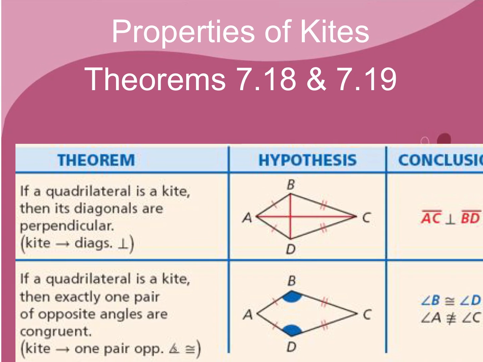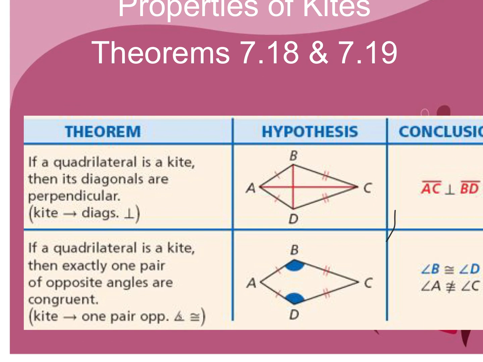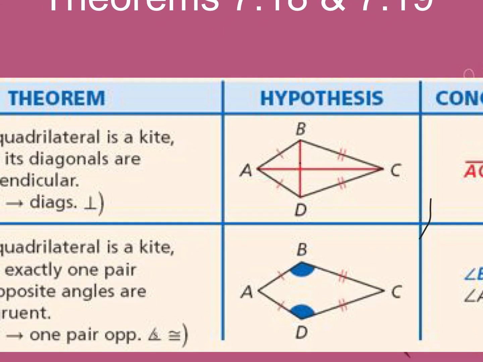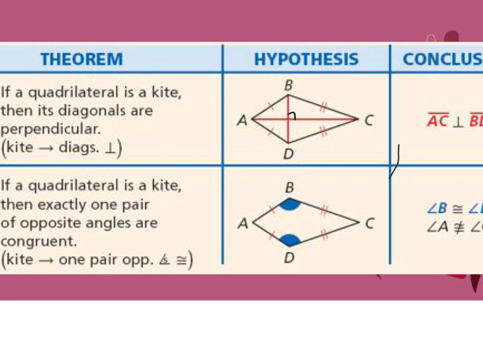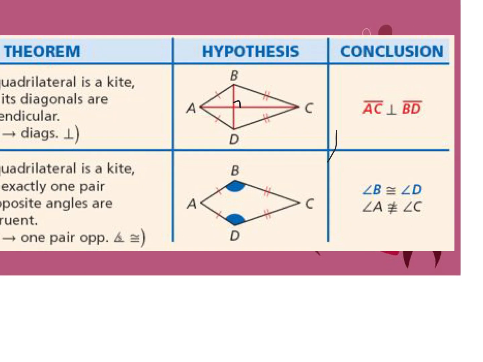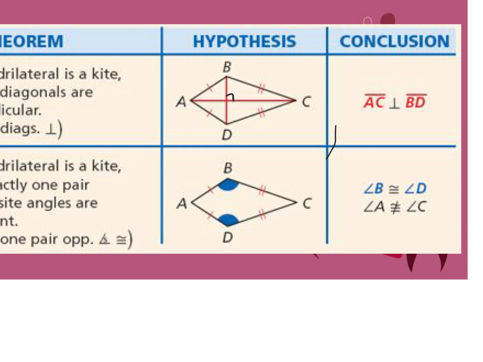Now, the properties of kites, there's 2 theorems that you need to know, okay? The first theorem says that the diagonals of a kite are perpendicular. That means that there's a 90-degree angle where the diagonals intersect. Okay? And the second theorem is that your angles that are opposite one another are congruent, but only for one pair of them. Okay? So B and D are congruent here, but what 2 angles are not congruent?